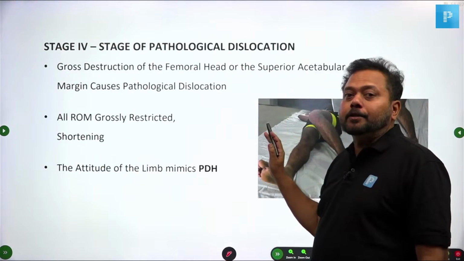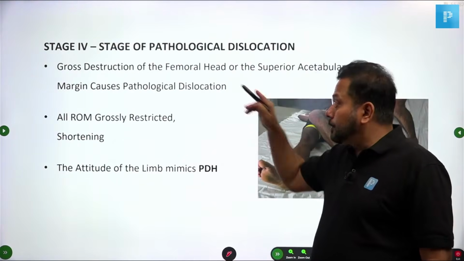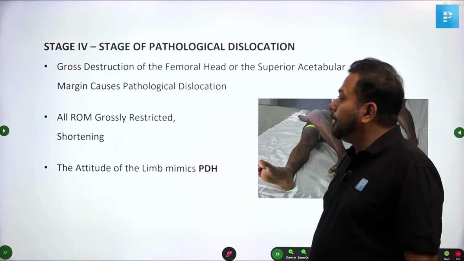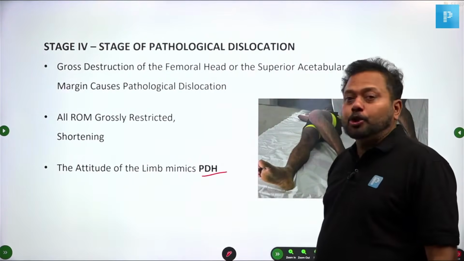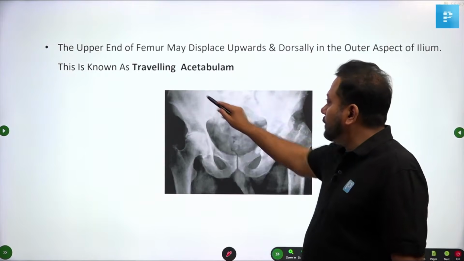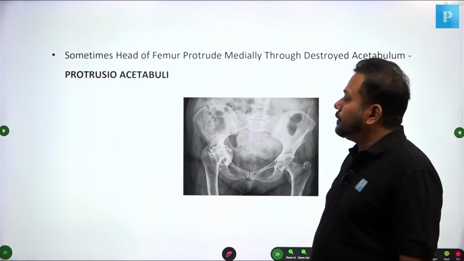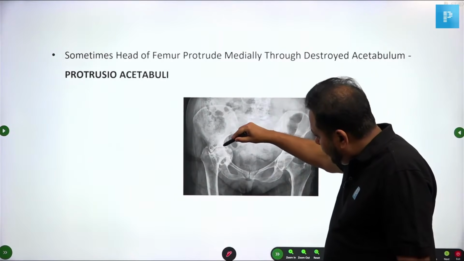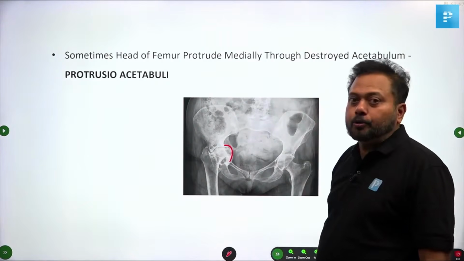Stage 4 is the last stage, called the stage of pathological dislocation. The hip is totally dislocated and will present like a post-dislocation hip. You can see two important things: one is called traveling acetabulum, and the other is called protrusio acetabuli. You see here, the head is protruding inside the pelvic cavity like this.